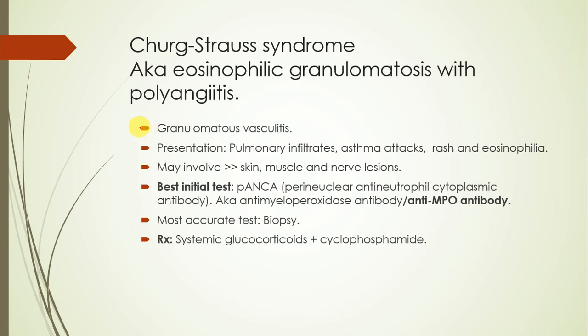Now, let's talk about Churg-Strauss syndrome within a very short time. This is a similar vasculitis, which is a granulomatous vasculitis, and there are pulmonary infiltrates. The differentiating points here are asthma attacks and eosinophilia. So those are the 2 points that we would always look for to identify someone with Churg-Strauss syndrome. And as it is a vasculitis, it would involve multiple systems, including skin, muscle, and sometimes nerve lesions, just like Wegener's. The best initial test would be a p-ANCA as opposed to c-ANCA in Wegener's.